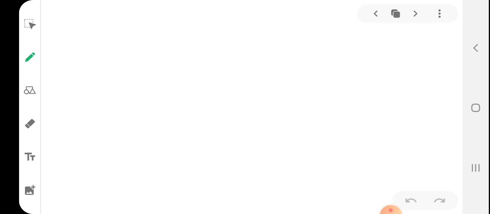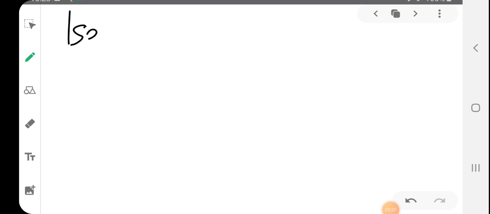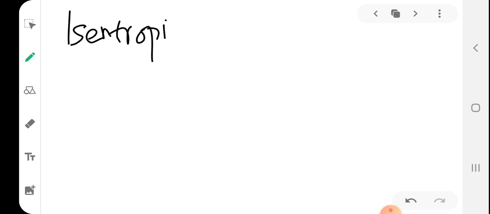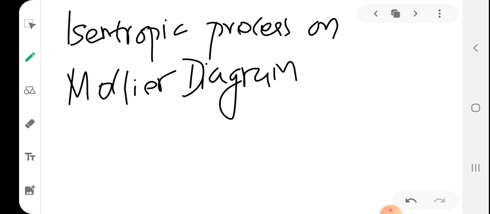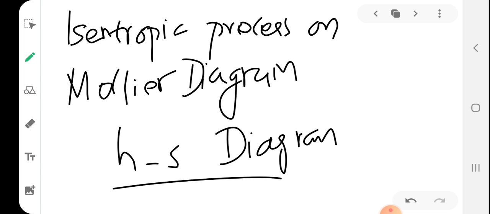Now we can depict an isentropic flow process on a Mollier diagram. What is a Mollier diagram? A Mollier diagram is nothing but an enthalpy-entropy graph. That is nothing but the Mollier diagram.